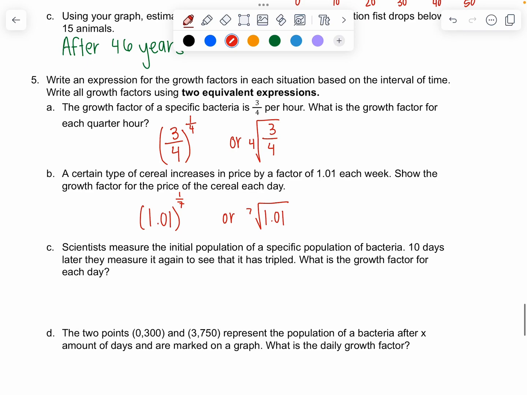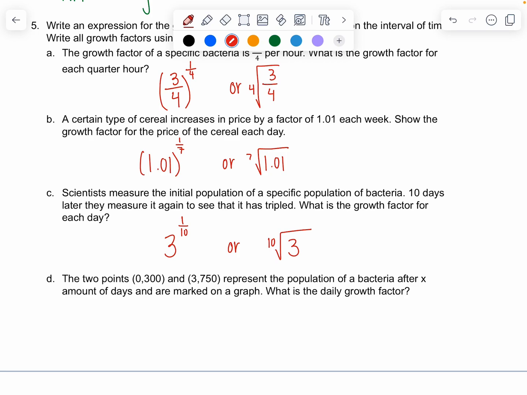And the initial population of a specific population of bacteria. 10 days later, they measure it again to see that it has tripled. What is the growth factor of each day? So after 10 days, so it took 10 days to triple, meaning that that's the every 10 days factor. So in 1 day, it'll go 3 to the 1/10, or the 10th root of 3.